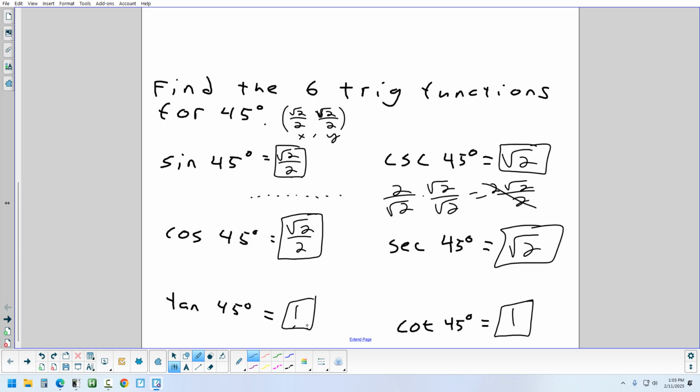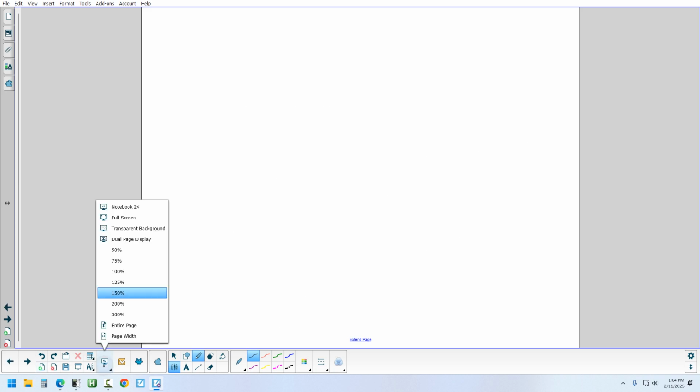Okay, so that's the 6 trig functions of 45 degrees. Secant is when you take the cosine and you flip it. And cotangent is when you take the tangent and flip it. That's why I put them in the same row, so you remember, once you get the 3 on the left, you flip each one of them to get the 3 on the right.